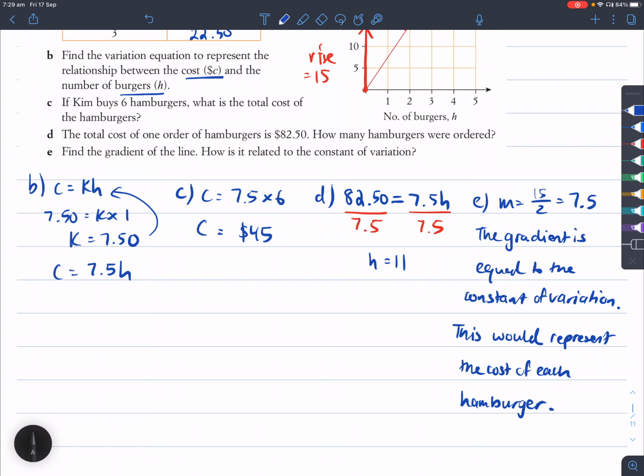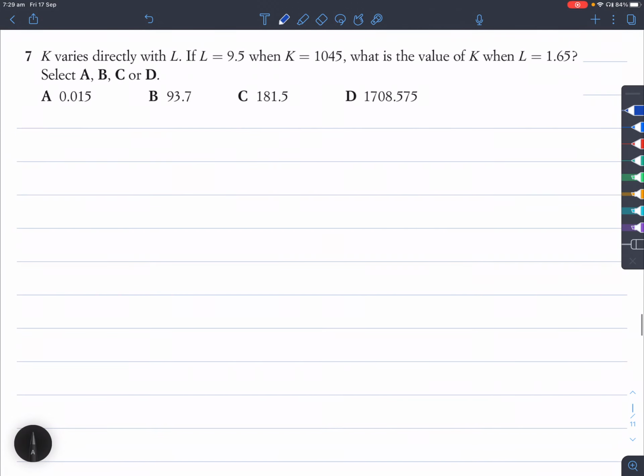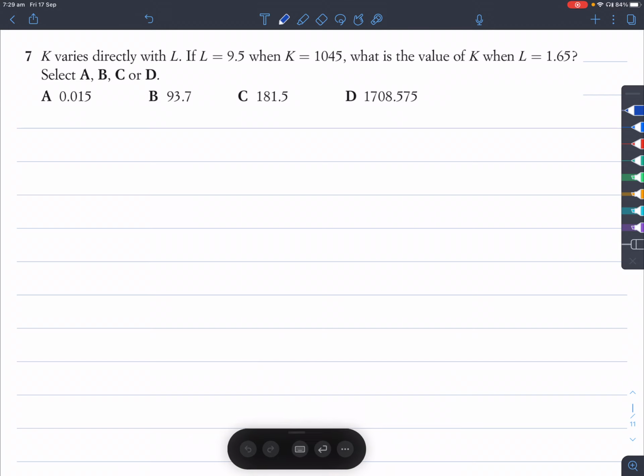Right. Let's now move on to question 7. Okay. 7. K varies directly with L. If L is 9.5 and K is 1045, what is the value of K when L is 1.65?